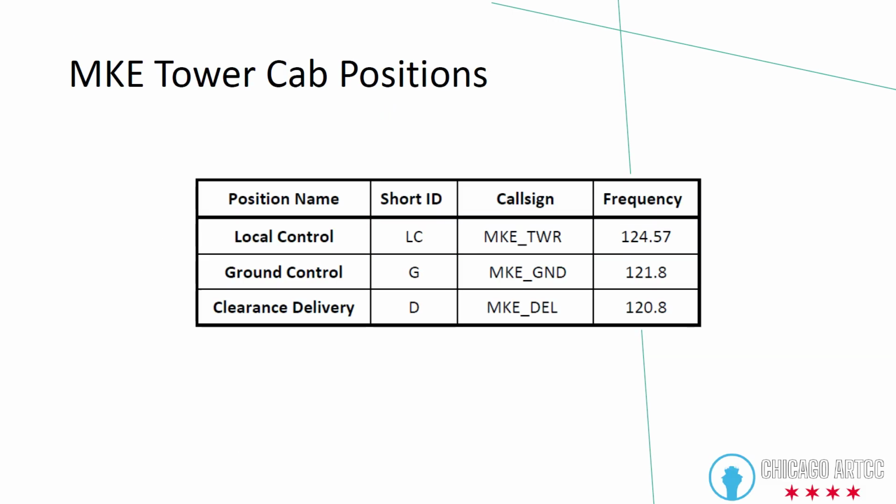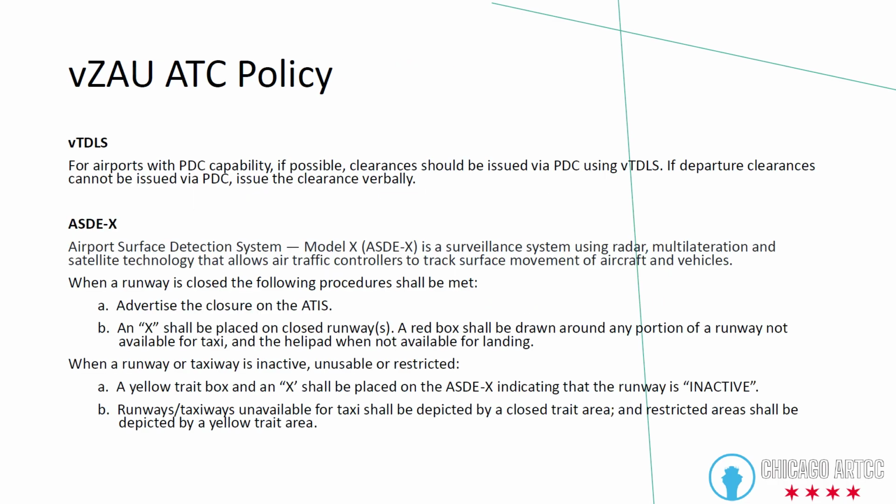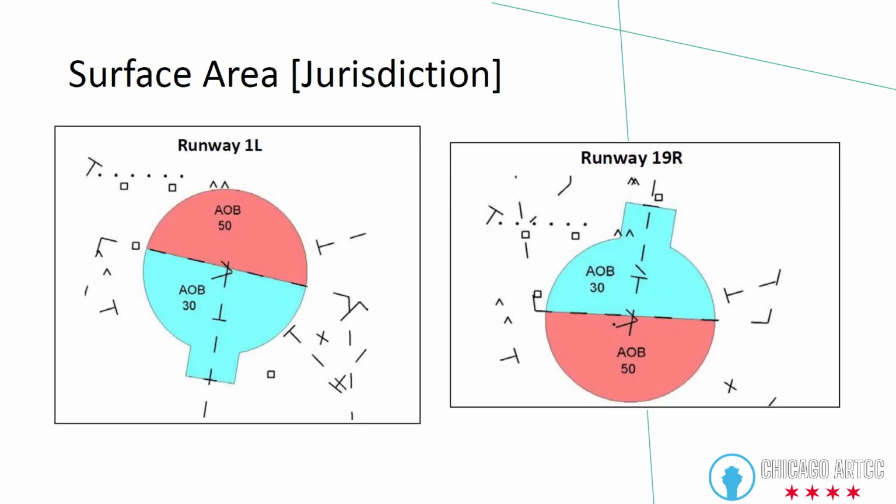Milwaukee Tower, tower cab positions. Our same ATC policy with the TTLs and the ASD. Service area jurisdiction, this is what the tower controller owns there at Milwaukee. You can see on the arrival descent area, they own from the surface to below 3,000 feet and at or below 5,000 feet on the departure side.